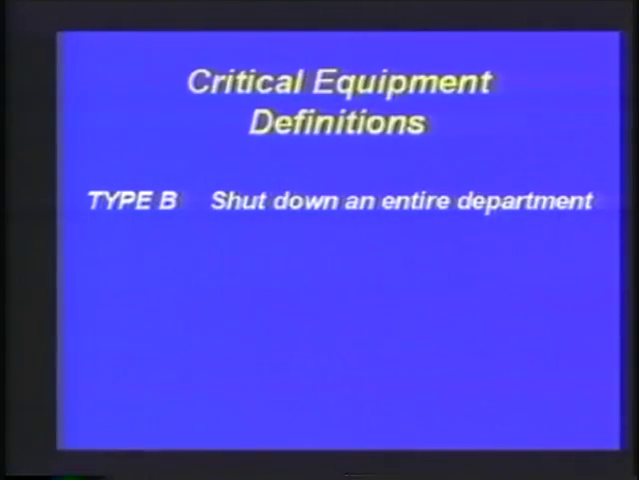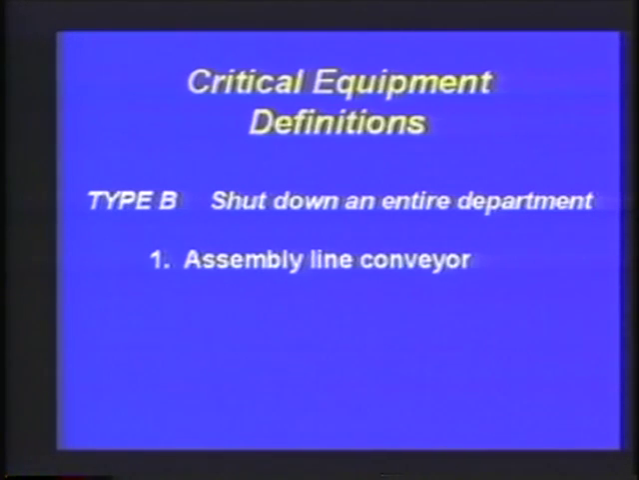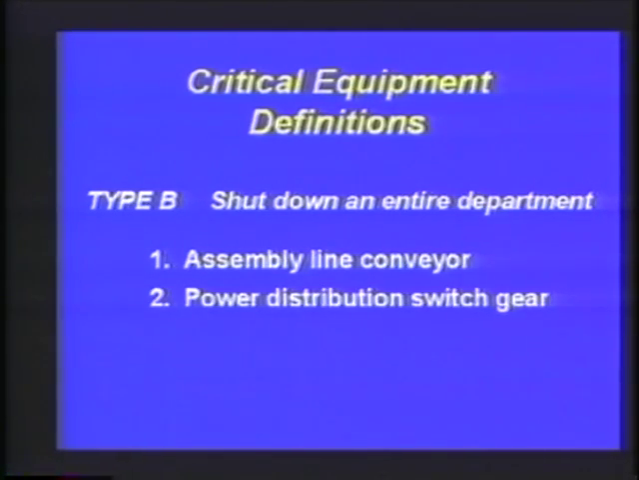The type B would probably shut down a department, and those are identified as assembly line conveyors, power distribution switchgear coming off of a power distribution system from, let's say, your own generating facility or from your main power source. And then item 3 would be exhaust systems, where exhaust systems are a necessary function to maintain the integrity of the operating environment.